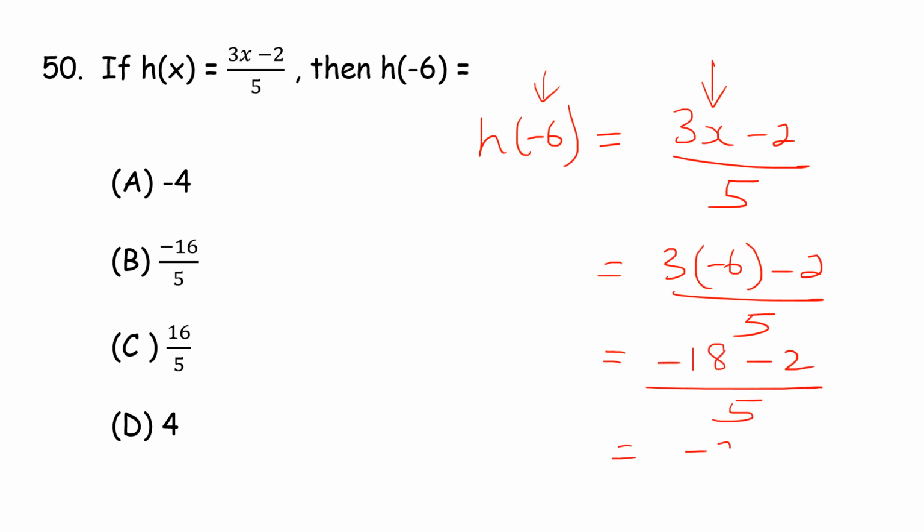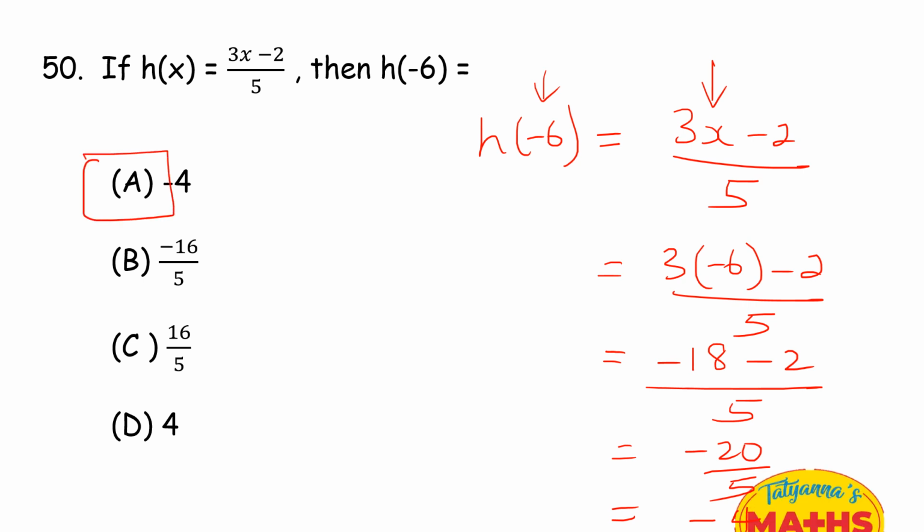We're going to get negative 20 over 5. When you divide a negative by a positive, you're going to get a negative. So 5 into negative 20 is negative 4. So the answer is A.